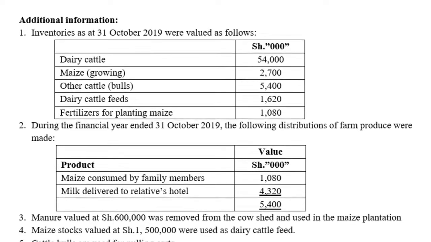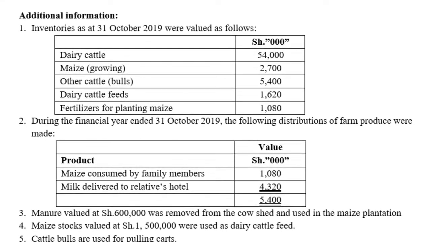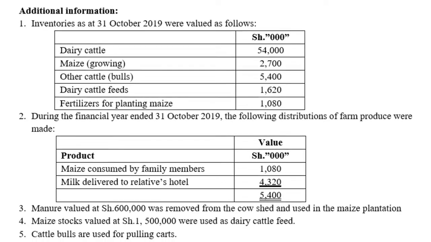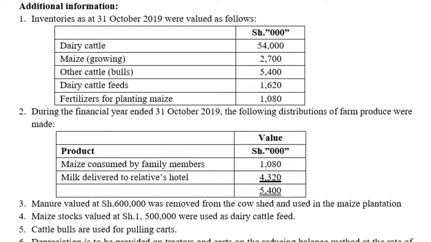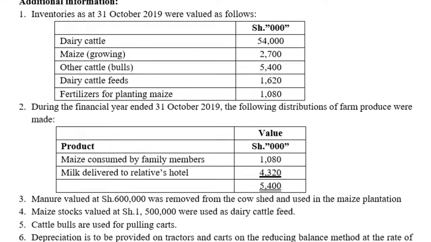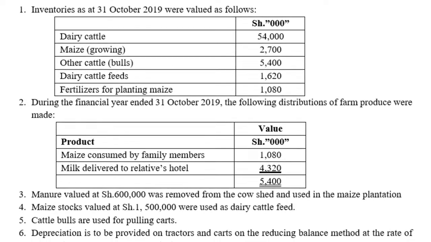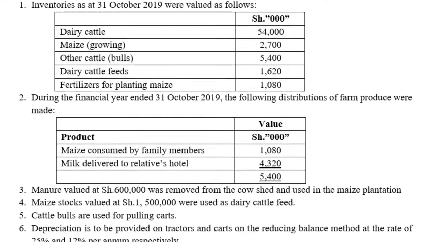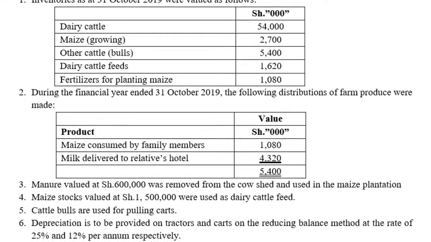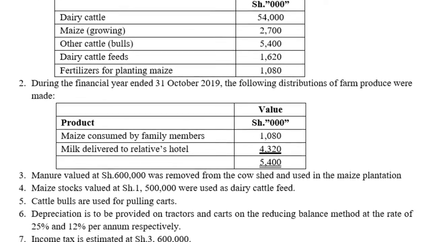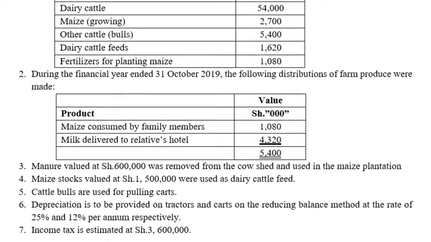And then we have the milk which is delivered to relative hotel. This is like farm produce which are delivered or given to close relative. One, we account for that as sales, and two, we account for that as an expense in the general income statement. Number 3, we are told manure valued at 600,000 removed from the cowshed and used in the maize plantation.